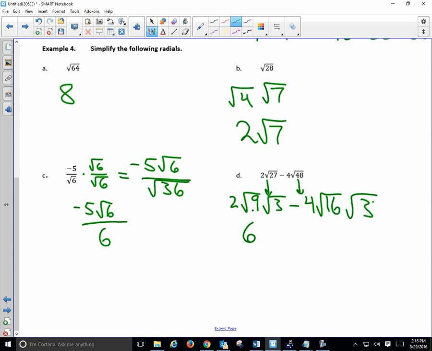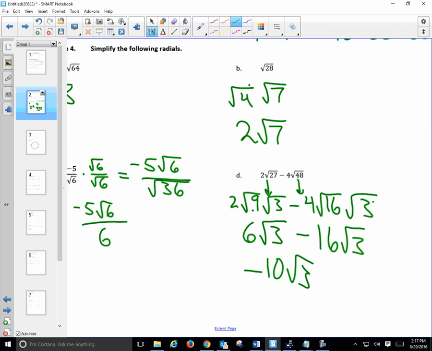6. So I have 6 roots of 3 minus square root of 16 times 4, 16 roots of 3. So see how nice that is, now they both have the same radicand. They both have the root of 3. So now I can subtract them. What is 6 minus 16? Negative 10 roots of 3. So that's simplified. So you can see we need to be able to simplify radicals, rationalize denominators, add and subtract.